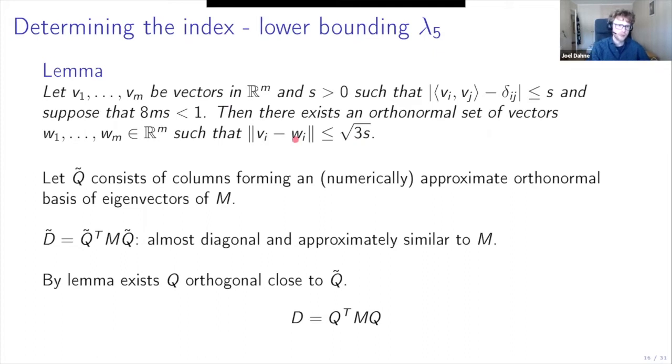Using this lemma, we see that there is a Q which has orthonormal columns and which is close to this Q tilde. So we can get the errors by this inequality. Then we can get that D is equal to Q tilde transpose M Q. It will still not be exactly diagonal, it's only almost diagonal, but it is now exactly similar to M. But we don't have this Q explicitly; we only know that there is a Q close to Q tilde.